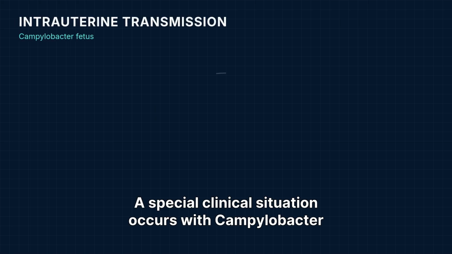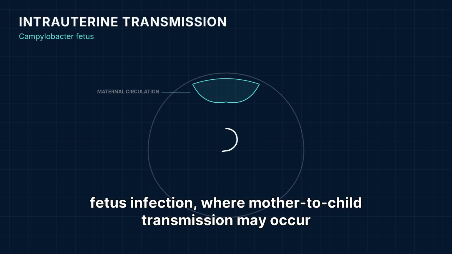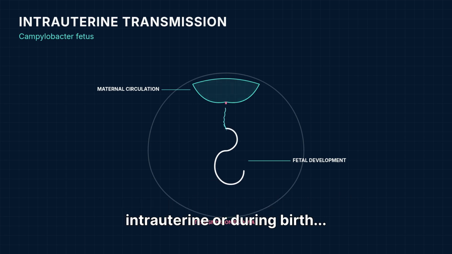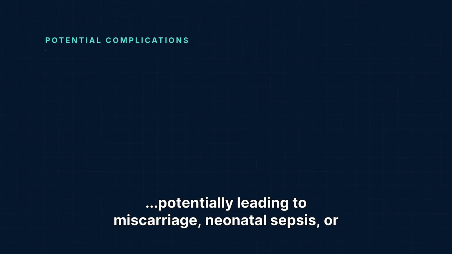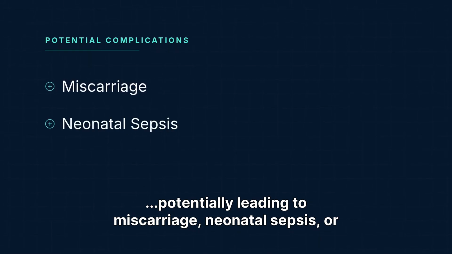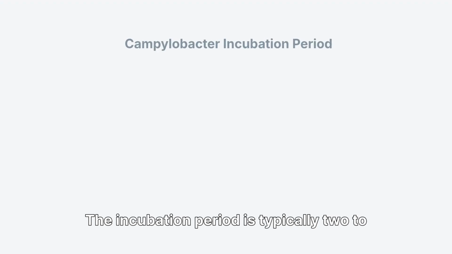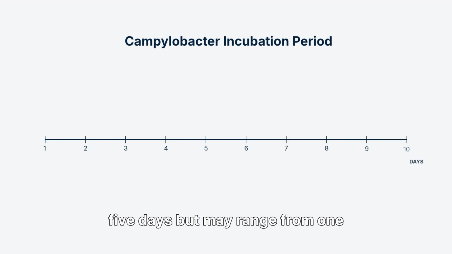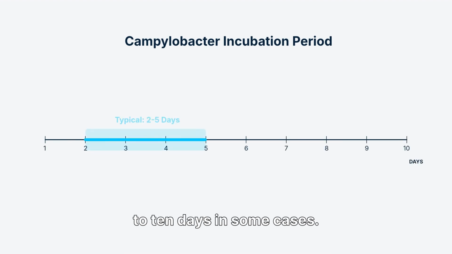A special clinical situation occurs with Campylobacter fetus infection, where mother-to-child transmission may occur intrauterine or during birth, potentially leading to miscarriage, neonatal sepsis, or meningitis. The incubation period is typically 2 to 5 days, but may range from 1 to 10 days in some cases.